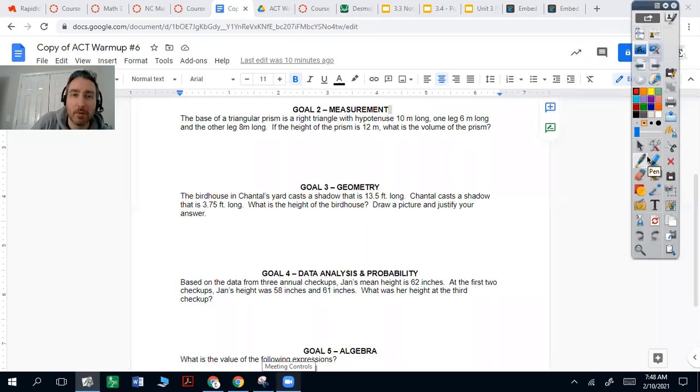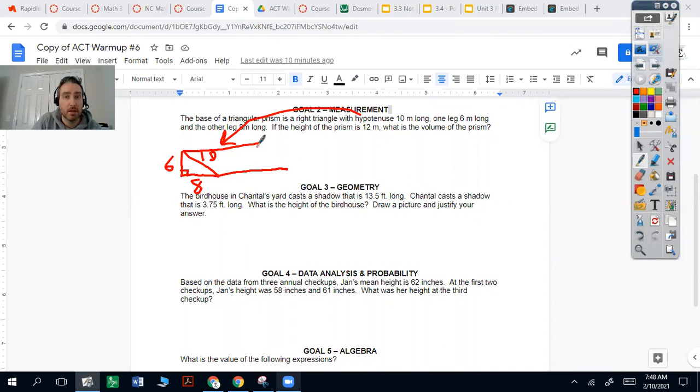Question 2. The base of a triangular prism is a right triangle with hypotenuse 10 meters long. One leg 6 meters long and the other leg is 8 meters long. Right triangle, 6 meters, 8 meters. The legs are the ones that make the right angles. The hypotenuse is the longest side. And then that's a right triangular prism. So it's going to basically be a 3D model of this. We want to know what's going to be the volume of this thing.